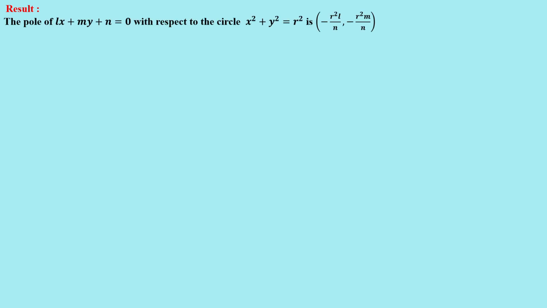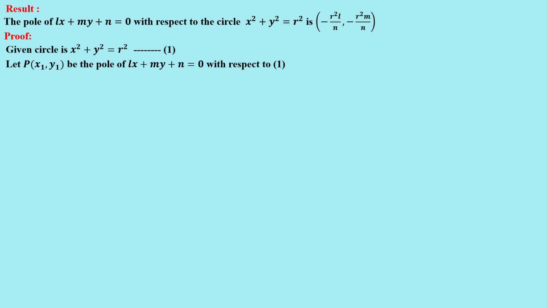Next we are going to see some theorems, that is results. The pole of Lx plus My plus n equal to 0 with respect to the circle x square plus y square equal to r square is minus r square L by n comma minus r square m by n. So the given circle is x square plus y square equal to r square, that is equation number 1.